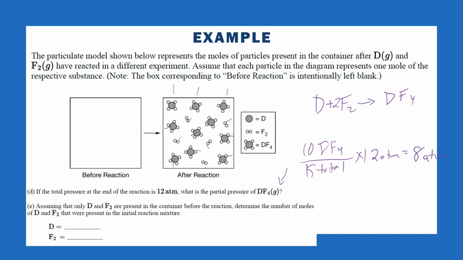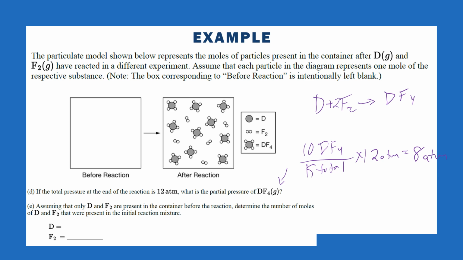That was 1 point. Then it says, assuming that only D and F2 are present in the container before the reaction, determine the number of moles of D and F2 that were present in the initial mixture. So this is a stoichiometry question, really.